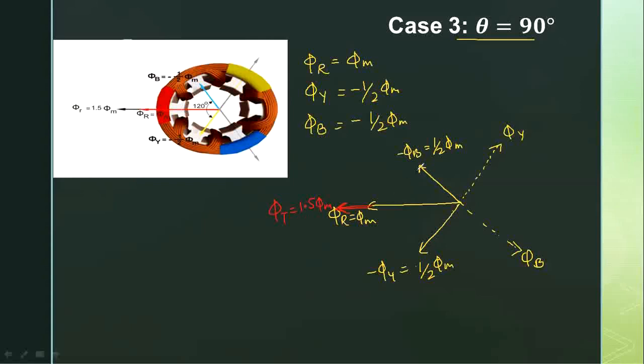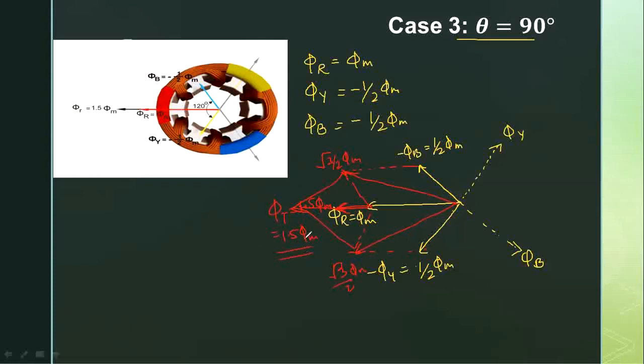So how do you get that? First you can simplify this, and then you can simplify this parallelogram. So you will get one resultant here, you will get one more resultant here, and then finally if you take the resultant of these two, you are going to get this resultant. So this will give you root 3 by 2 phi m, and this will also give you root 3 by 2 phi m, and finally when you take the resultant of this, it will give you 1.5 times phi m.